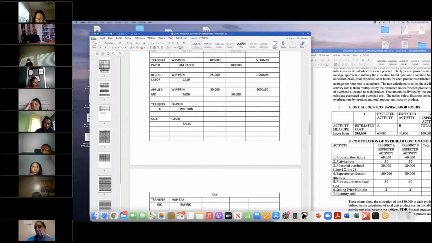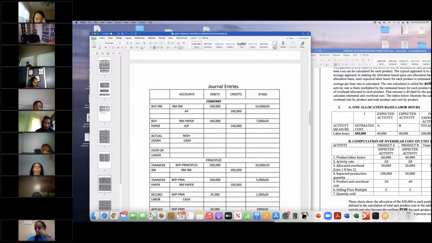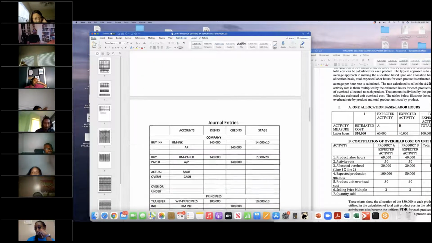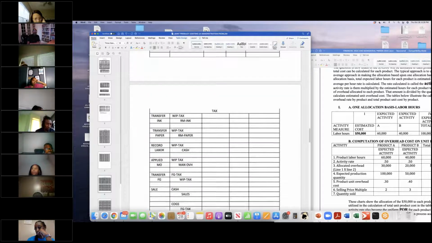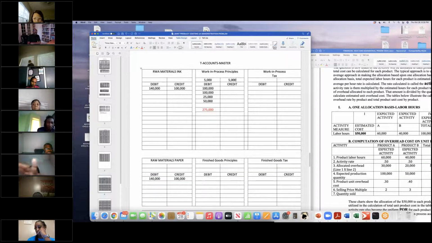Okay, the next journal entry, it says we completed everything. So it says we completed, all the books were finished and transferred to finished goods. So we completed all 5,000. So we started 5,000, we finished 5,000. So we're gonna be taking 5,000 from the work in process and now putting it down here in finished goods.